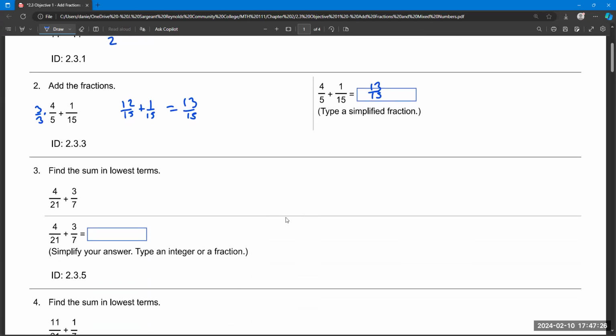Now 7 goes into 21 evenly 3 times. And that gives us 4 plus 9 over 21. It's going to be 13 over 21, and that can't be reduced anymore either.